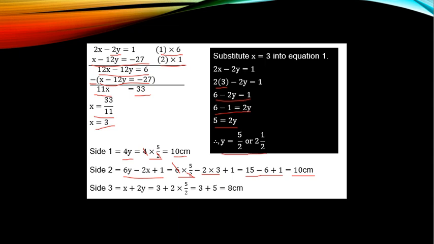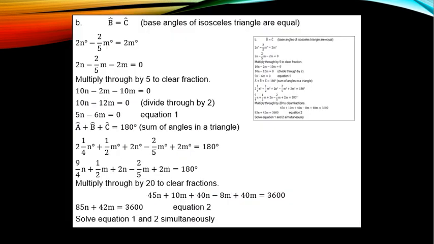Side 3 is s plus 2y, and that is s is 3 now, plus 2 times 5/2. The 2 cancels out, and you are left with 3 plus 5 equal to 8. That is the A part of the problem. Let's go to the B part.